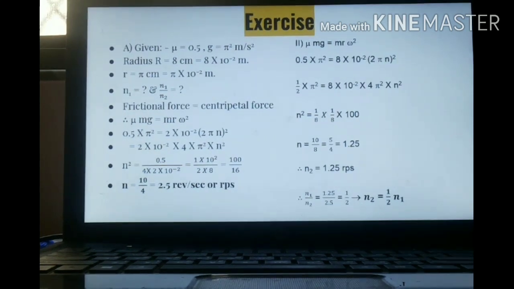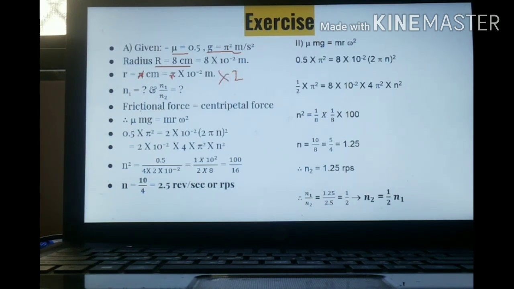Okay. Coefficient of static friction is 0.5. They have asked us to take the value of acceleration due to gravity g as pi square. The radius of the gramophone disc is 8 into 10 to the power minus 2. Over here, for the radius I have written pi, but it should be taken as 2 centimeter, like I have already said. If you take 2 centimeter, then only your answer will be right.